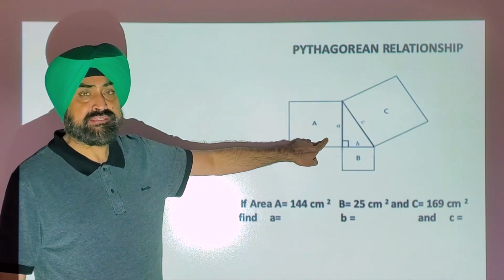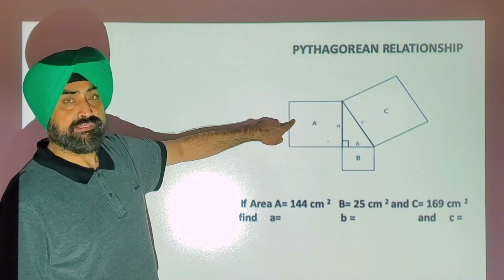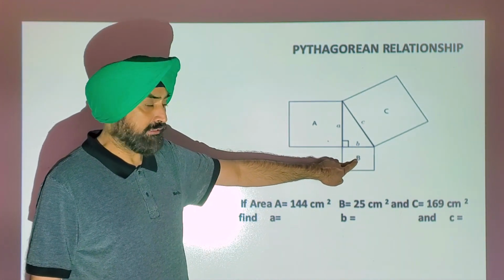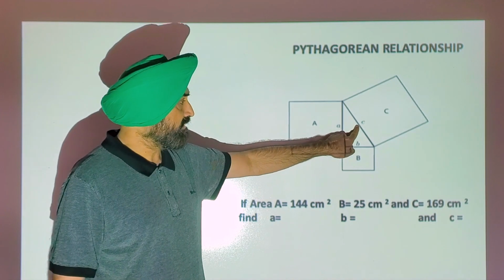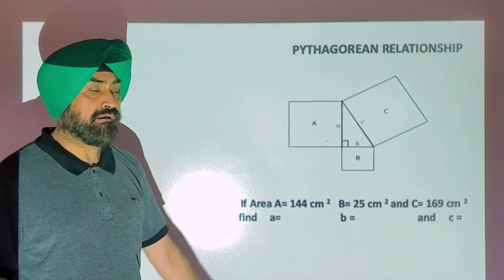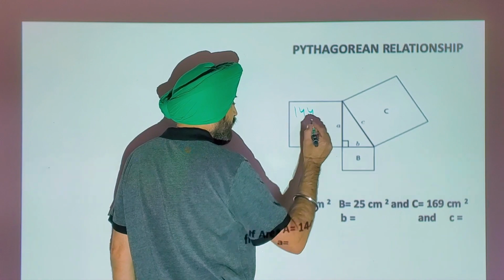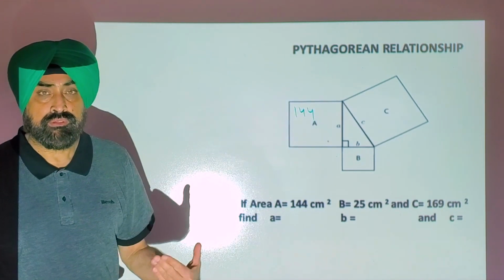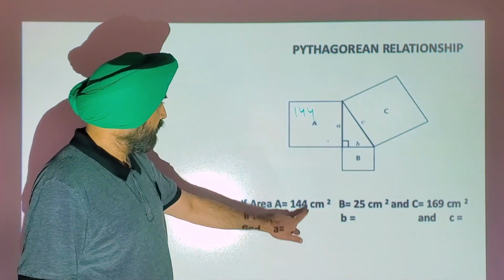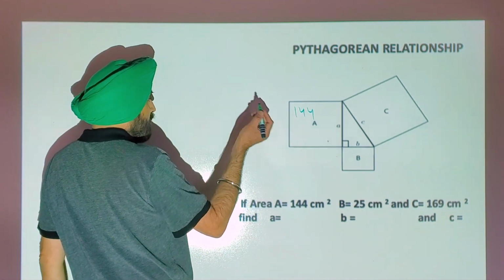And each side is connected with a square. So side A is connected with this A squared, side B is connected with square B, side C is connected with square C. For example, if the area of this is given as 144. We know a square has all four sides equal, so all sides are the same. So we have to find the side length of A. The area of A is given as 144.